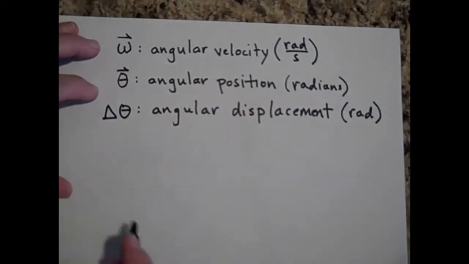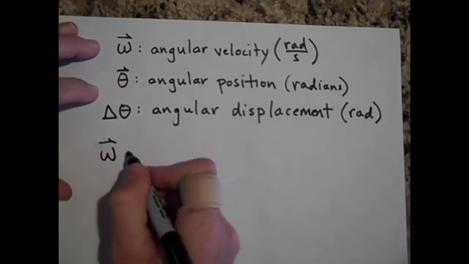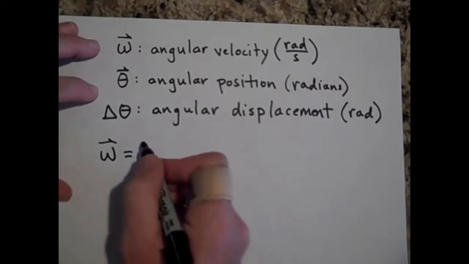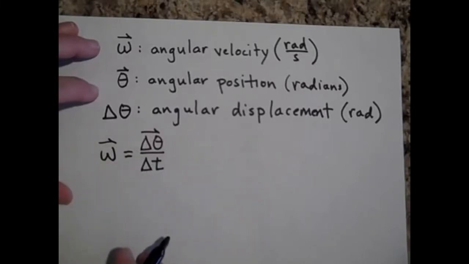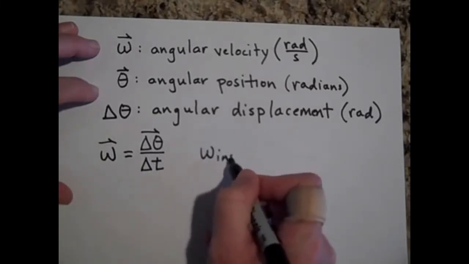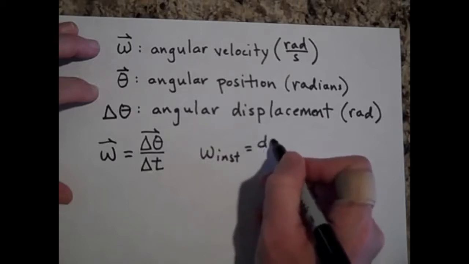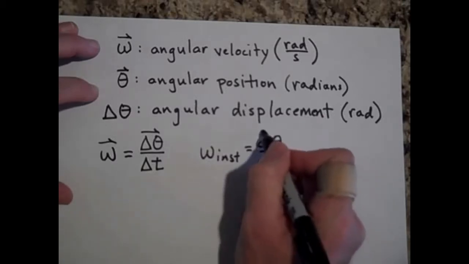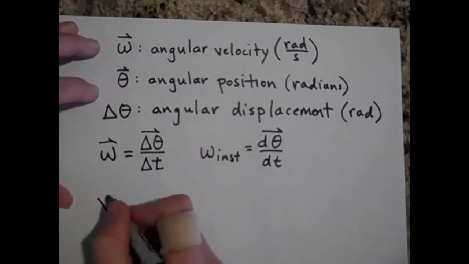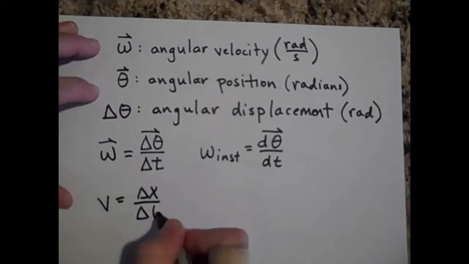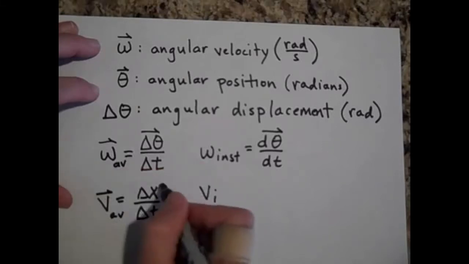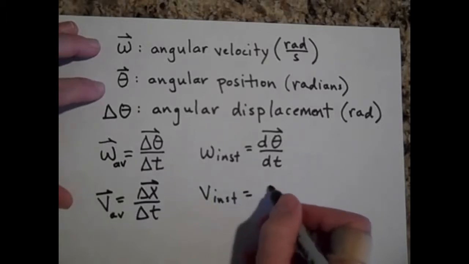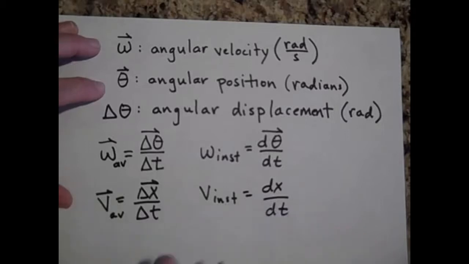And you can count on a few things. Angular velocity is equal to not delta x over delta t, but delta theta, the angular displacement, over delta t. The instantaneous angular speed will equal d theta dt. That's just like v is equal to delta x over delta t, but that is the average, and v instantaneous is dx dt. Same idea.